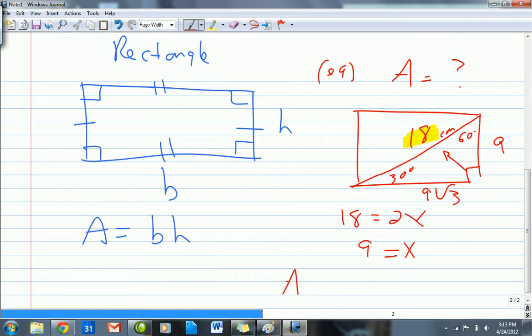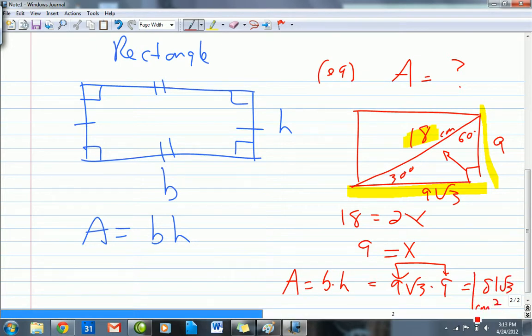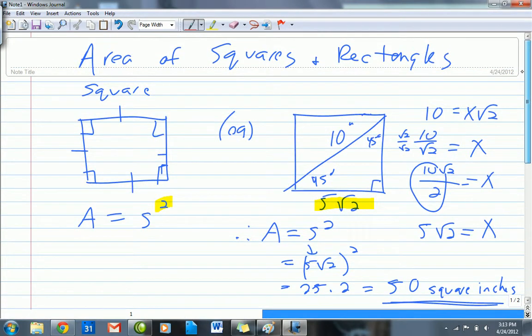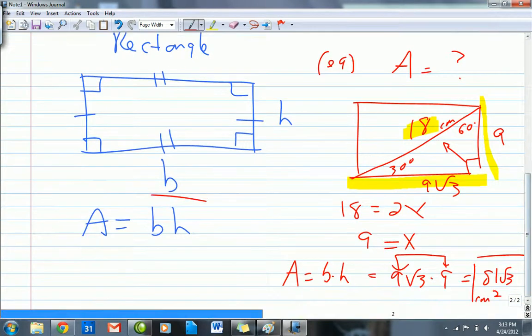And now I'm ready to get my area, which is base times height, which is the base, 9, times the height, actually 9 root 3, base, and the height is 9. So it's 9 root 3 times 9, and these 9s multiply together, outside times outside, and the 81 root 3 comes along, and that's going to be in square centimeters. Okay? So area of a square, side squared. Area of a rectangle, base times height. And of course, we're still using some of the right triangle stuff we've been using for quite some time now.